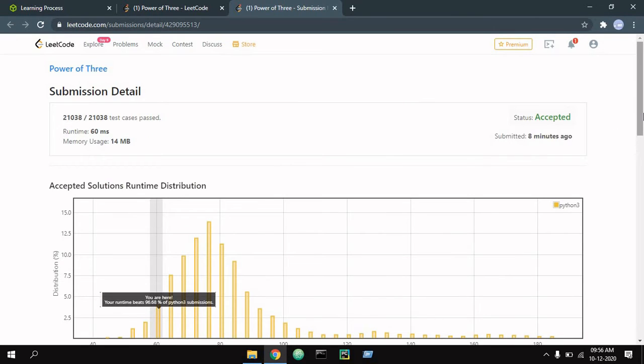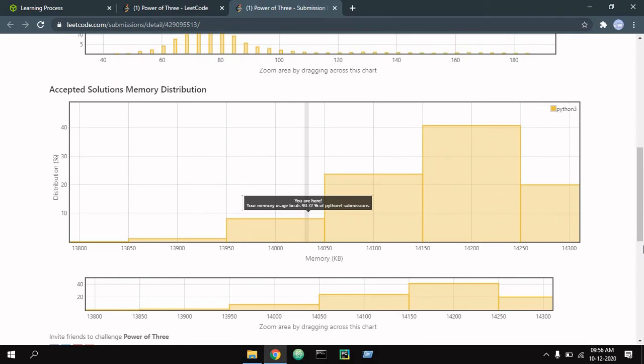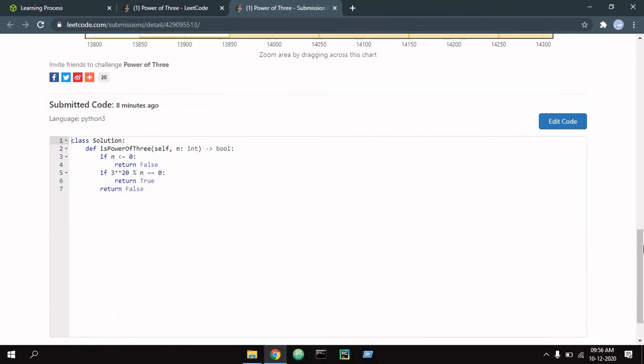And now we will be taking a look at the best solution of this question. In this solution I got 96% and in memory usage I got 90%, the highest. So we will be taking a look at this answer.